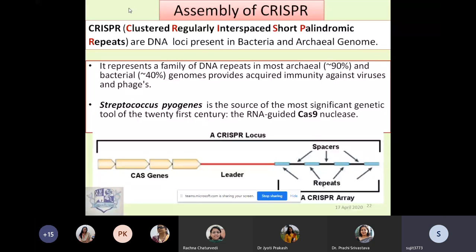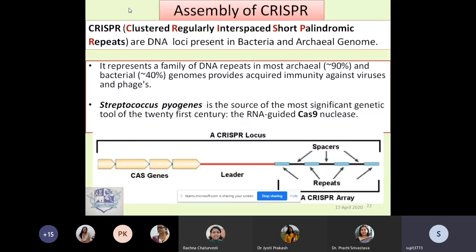And in the case of archaea, 90% use this type of mechanism for acquiring immunity against bacteriophages and various kinds of viruses, not only DNA viruses but also RNA viruses.